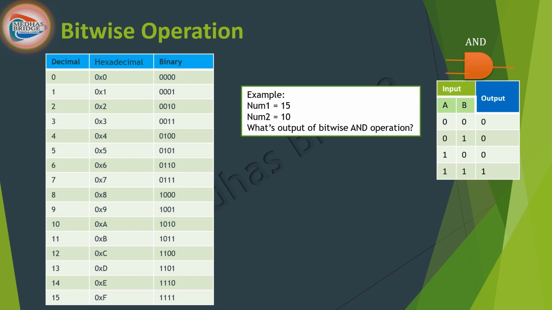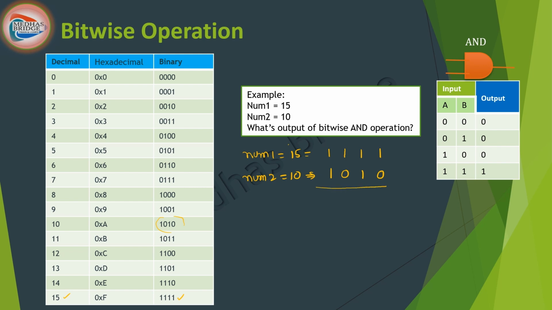Let me pick my pencil and draw it. Okay, we are here. When I say num1 is 15, what is the binary equivalent? 15 means the binary value is all ones, 1 1 1 1. Now num2: how much value? 10. How do you represent 10 in binary? 10 in binary is 1 0 1 0.